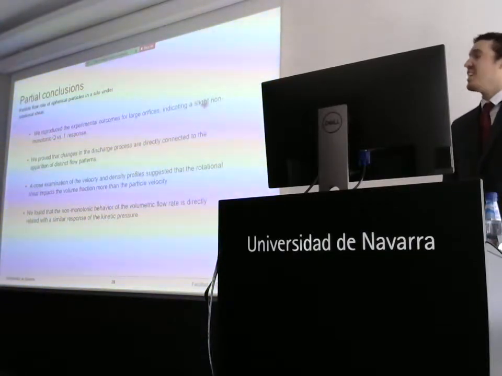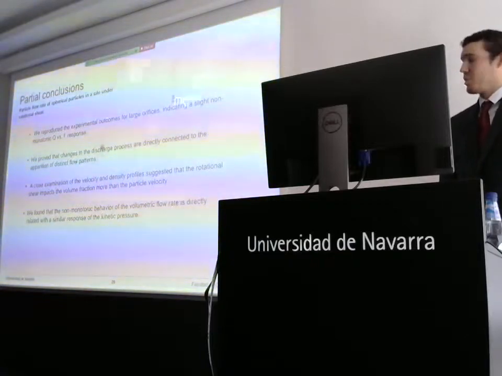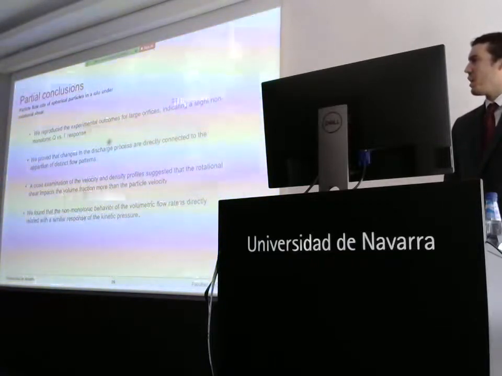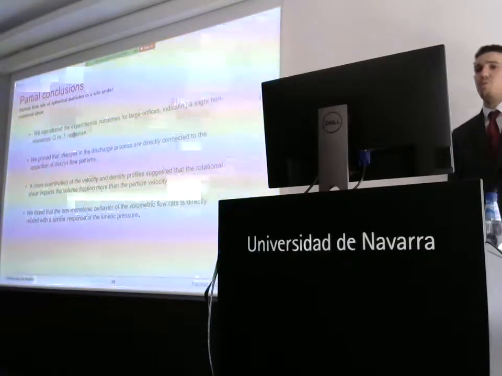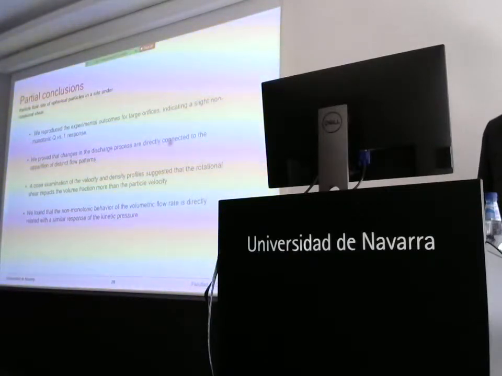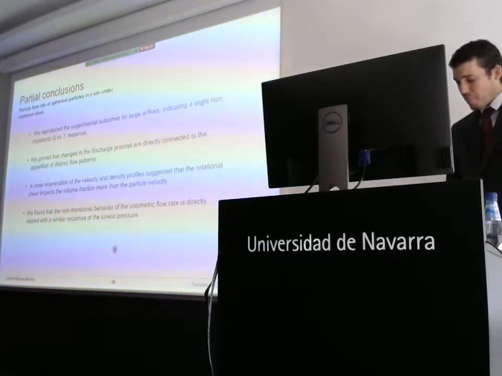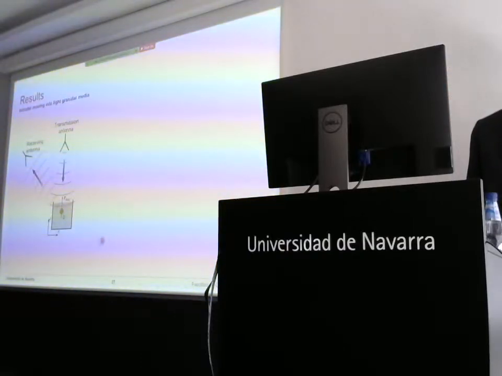First, we found a slight non-monotonic response of the volumetric flow rate with the increasing rotation speed. Secondly, we proved that the changes in discharge processes are directly connected to the appearance of distinct flow patterns. Thirdly, a close examination of the velocity and density profiles suggested that the rotational shear impacts the volume fraction more than the particle velocity profiles. And finally, we found that the non-monotonic behavior of the volumetric flow rate is directly related to the similar response of the kinetic pressure. So now I will pass to the second benchmark.